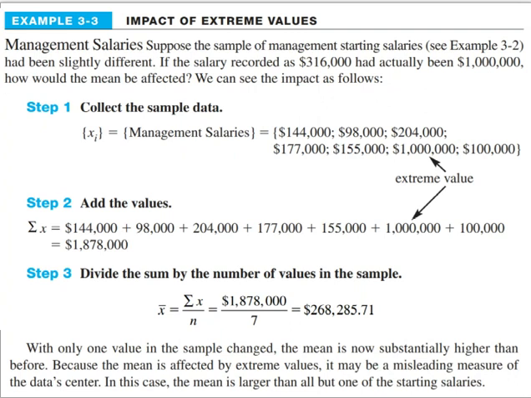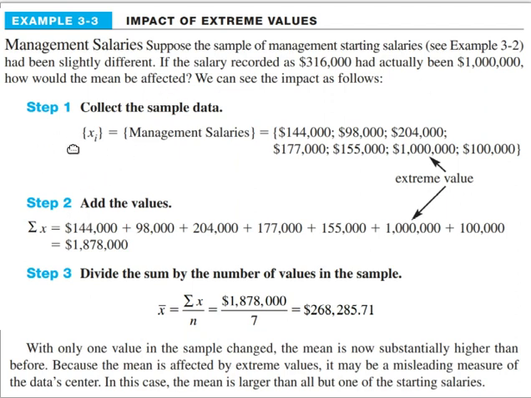Now, let's consider the impact of extreme values. Suppose the sample of management's starting salaries, katong previously, had been slightly different. If the salary recorded as $316,000 had actually been $1 million, how would the mean be affected? We can see the impact as follows.